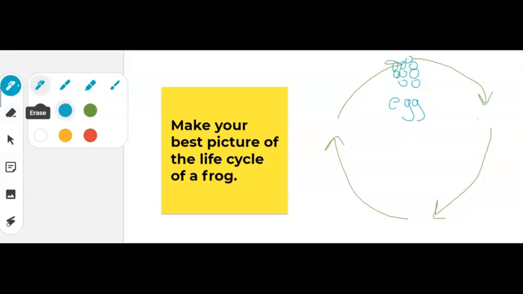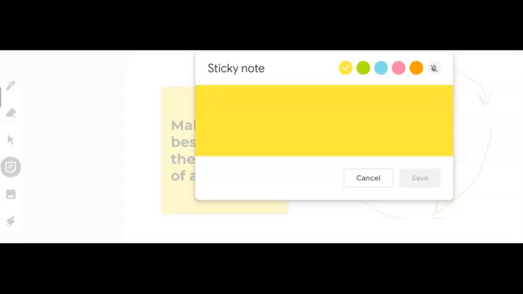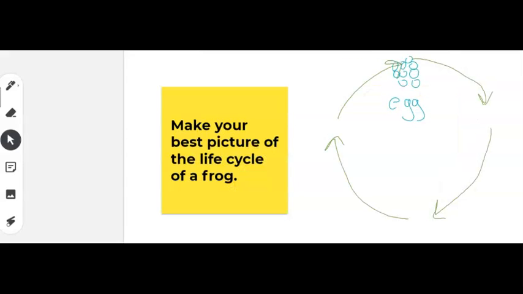If you need to erase, you press here and it's a little eraser and it will allow you to erase. You can also, if you want to get super fancy, you can also type in a sticky note. That's what Miss Conley used right here. All right, boys and girls, try your best. Don't forget to put your name on your Jamboard so I know who did the drawing.